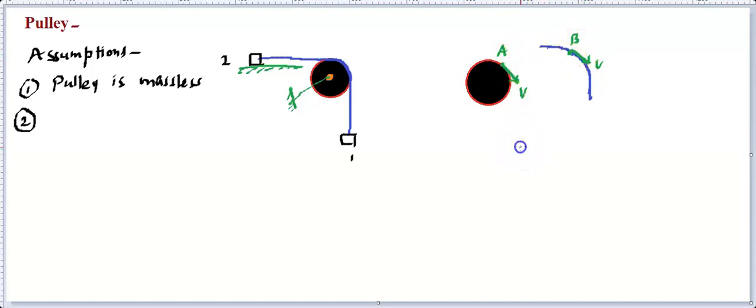That means there's no sliding or no relative motion between the points A and B. We have understood the relative motion, right? So the velocity of A with respect to B is going to be velocity of A minus velocity of B. And no relative velocity means both must have the same velocity. So there's no relative velocity between the contact points of the string and of the pulley. So that's one of the points.